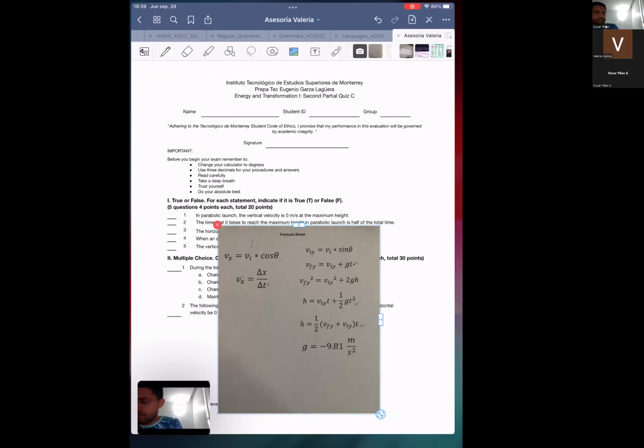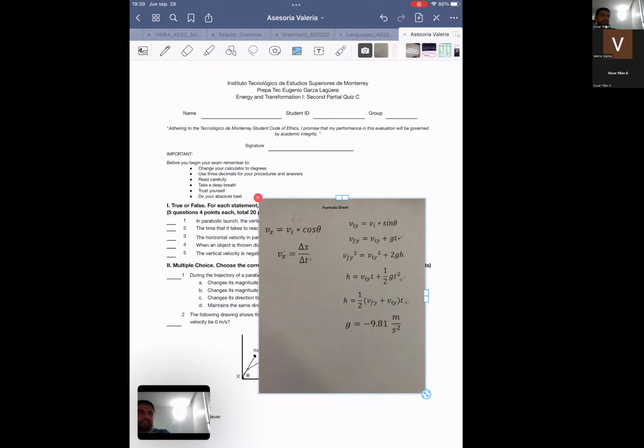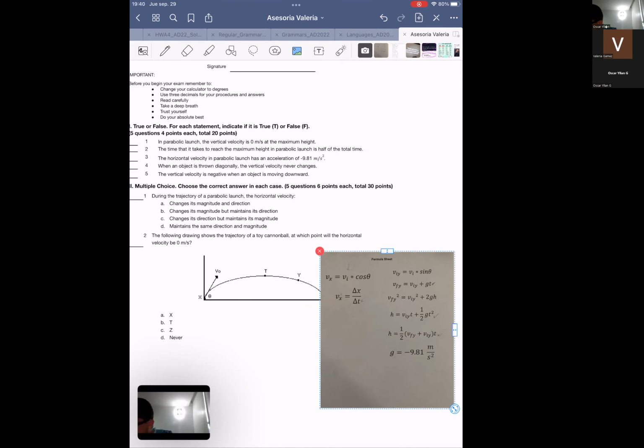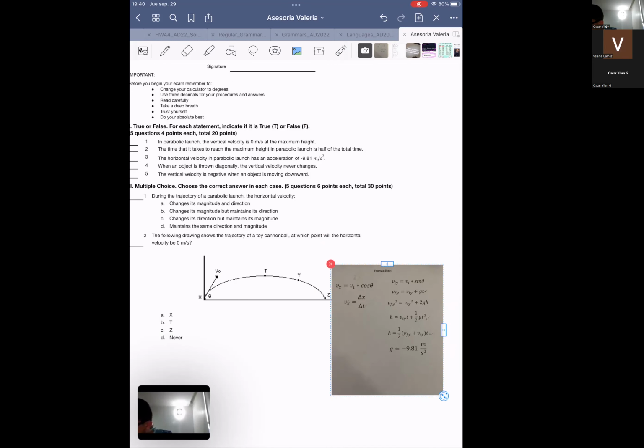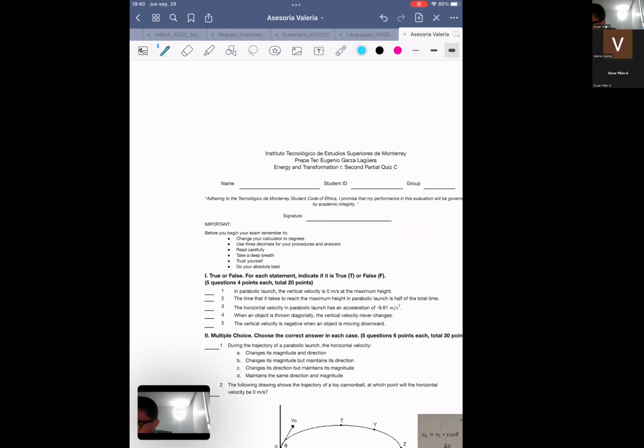Okay, basically these are going to be your formulas that you're going to have in your exam. Maybe let's do some exercises. I'm going to give you a different exam, so you can do this one, the one that we did in class. But okay, let's do it.